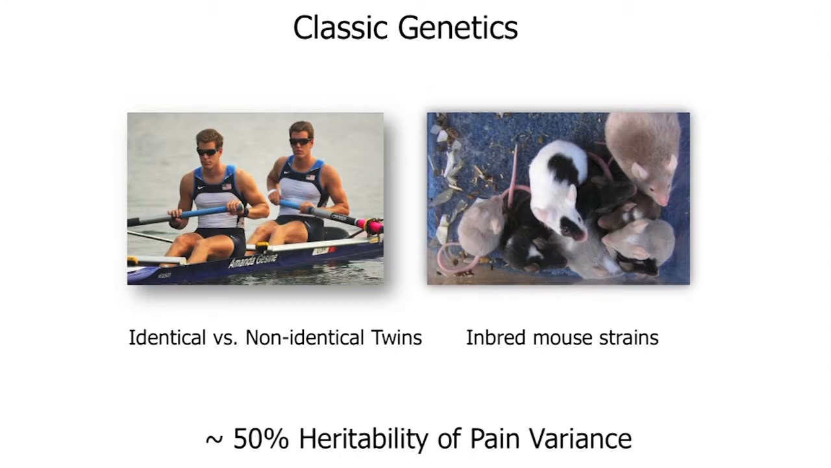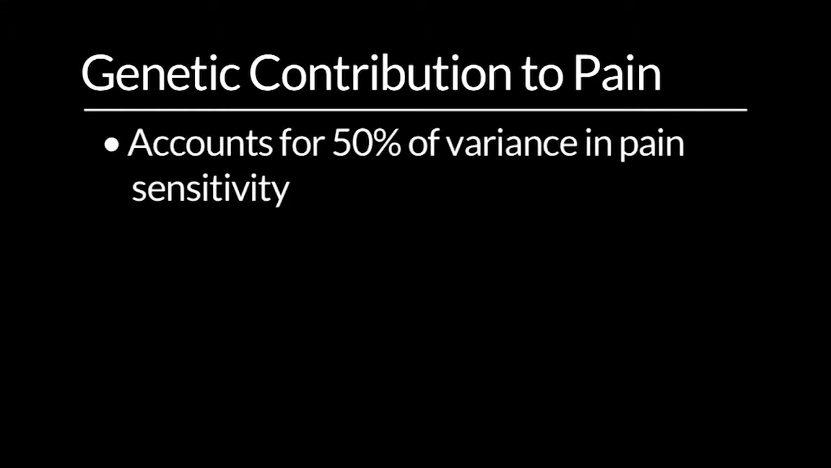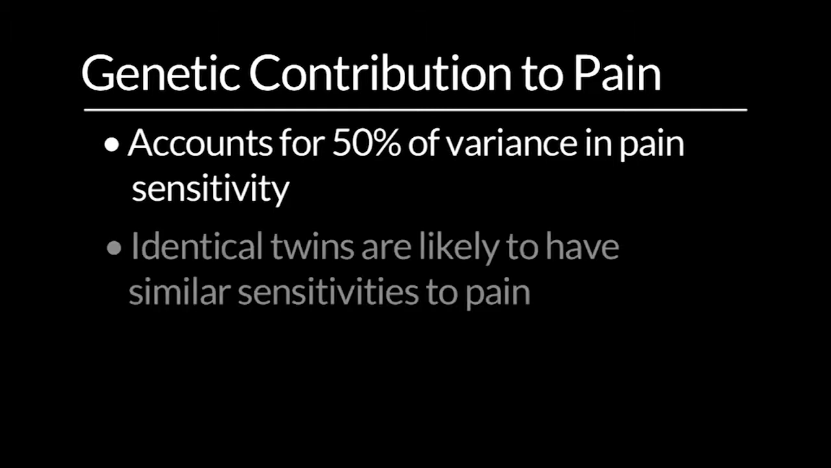And what is fascinating is that when we study both these, the model organism, the mouse, as well as humans, we find pretty much the same answer, which is that something of the order of 50% of the variation in pain sensitivity can be accounted for by genetic factors. In other words, an identical twin who has a particular pain sensitivity, both twins are more likely to have a similar pain sensitivity than a non-identical twin.